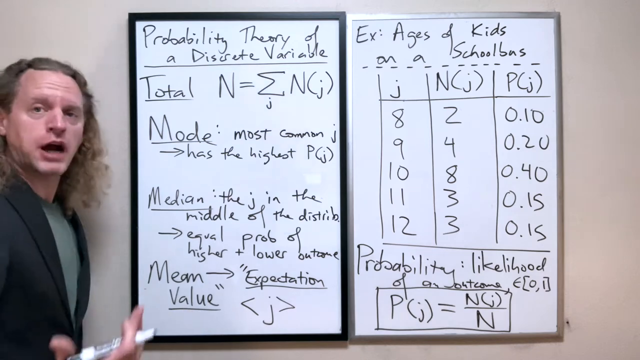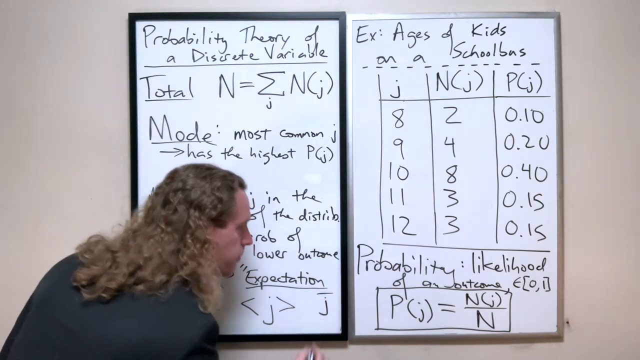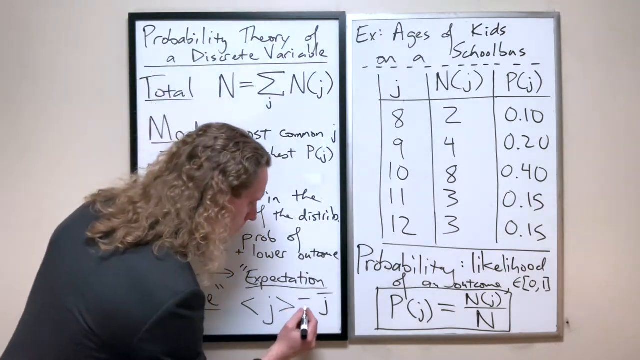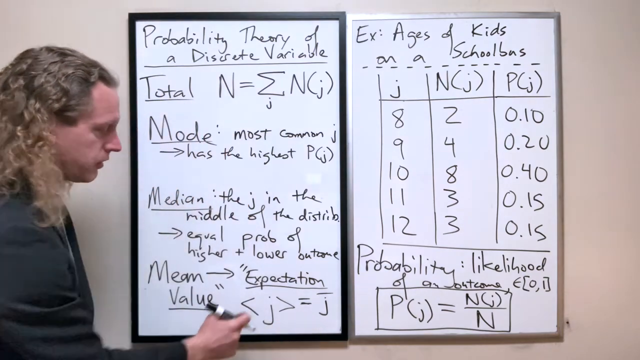So what you've probably seen before is something that might look like this, J with a bar over it. And that's how it's described in most mathematicians' classes, math classes. But we're going to call it this from here on out.